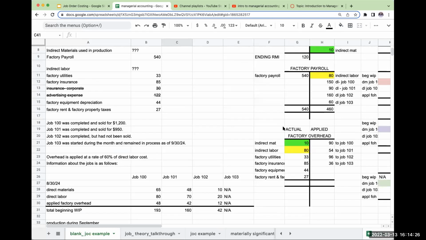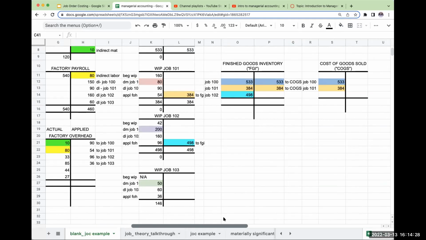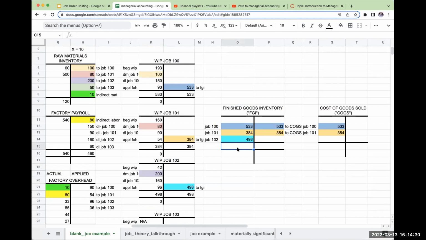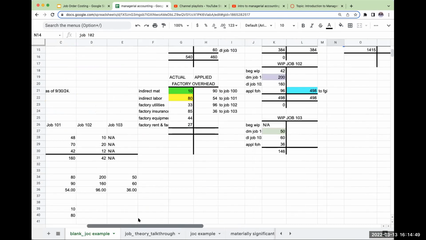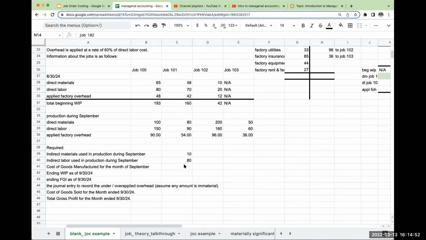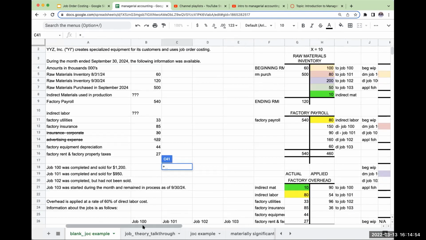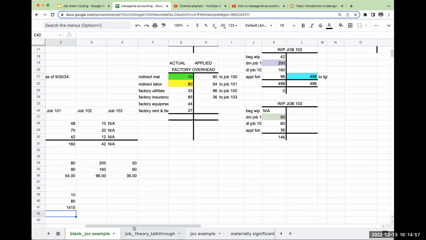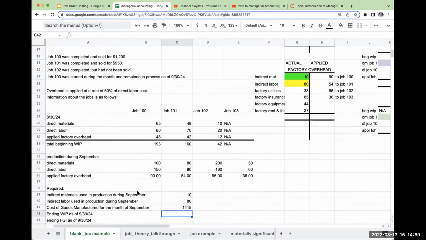So let's go ahead and answer the rest of our questions. Our cost of goods manufactured is going to be what? Now, this is something that gives students a lot of problems. The cost of goods manufactured is the total amount that I sent to finished goods inventory. So the total amount that I sent to finished goods inventory from work in process was what? It's going to be job 101, job 100, job 101, and job 102 for a total of 1415. Okay. That's cost of goods manufactured for the month of September.